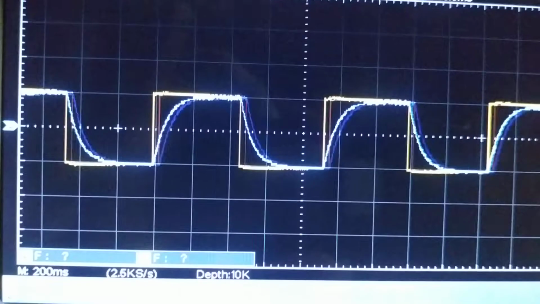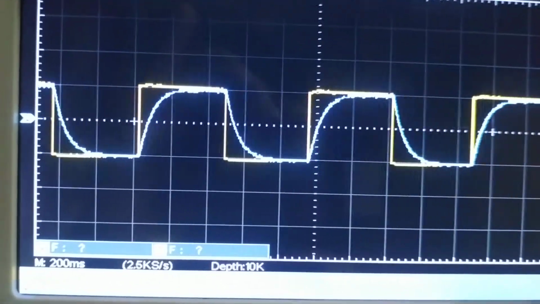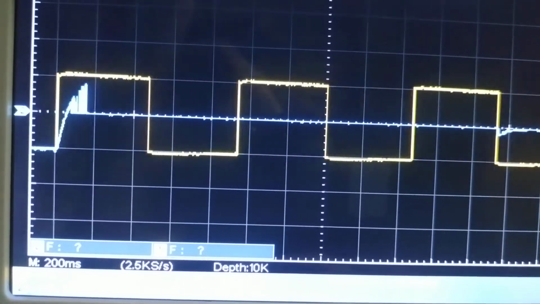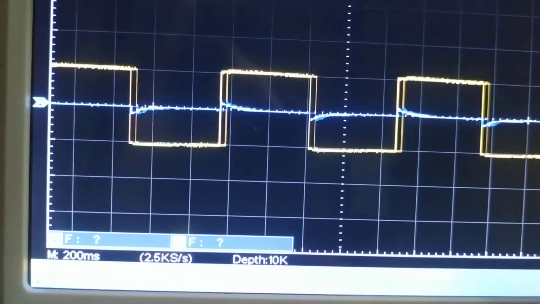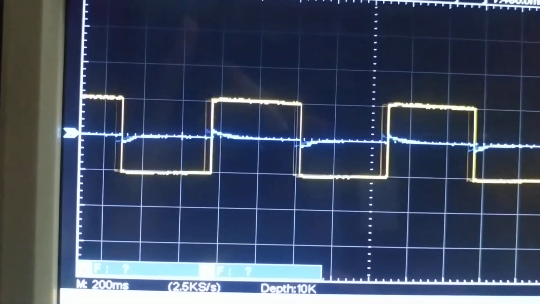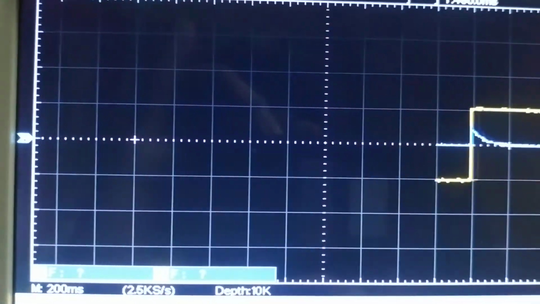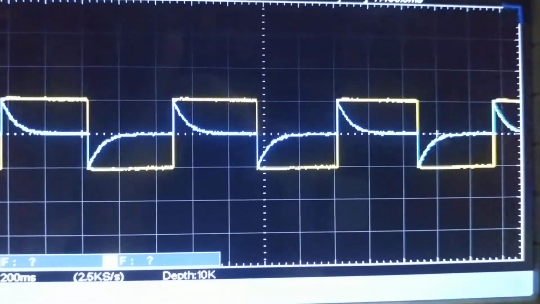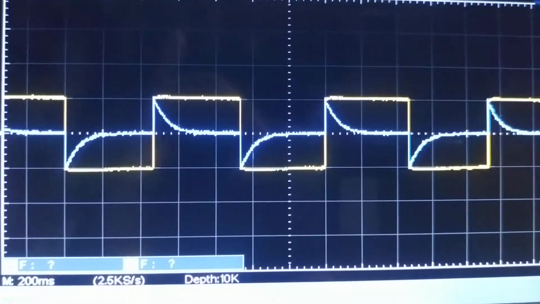Now if we want to see the plant input, then we can see it here with a scaled down version of it. Now if we zoom in, then we can see what the plant actually gets as its input.